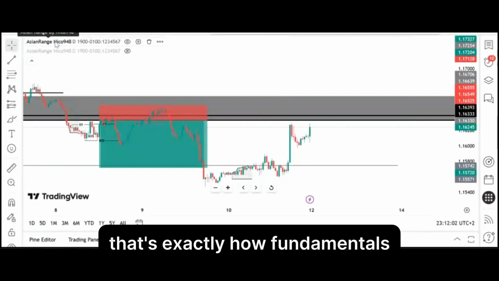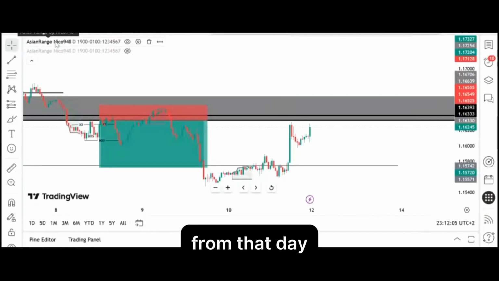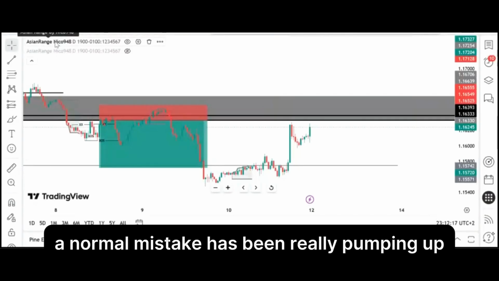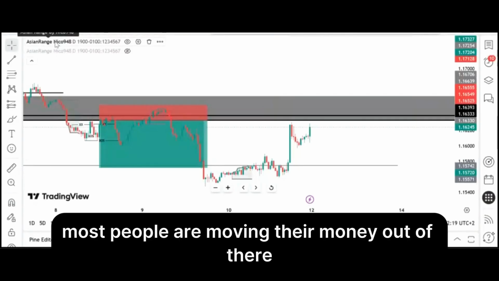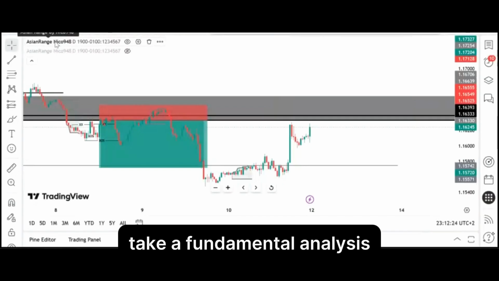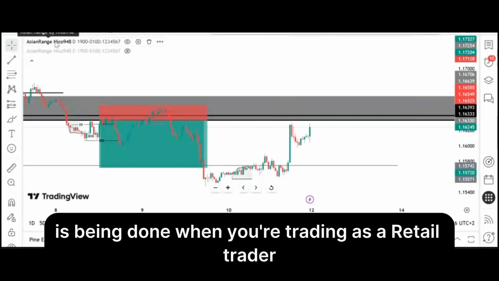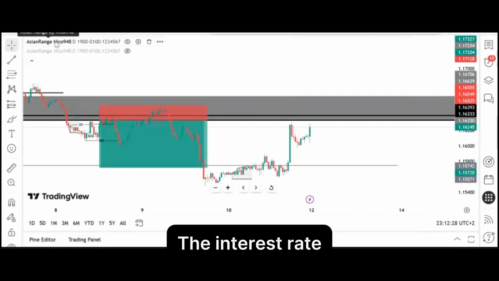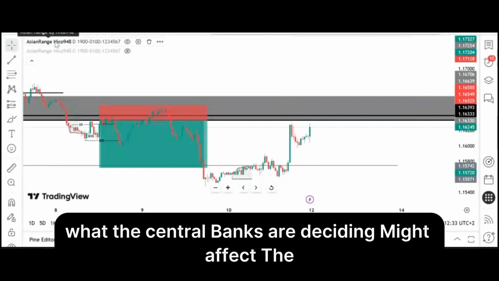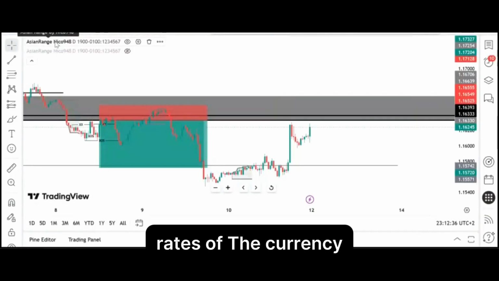That's exactly how fundamentals work. From the day the US economy was shut down, you can see a lot of pumping in cryptocurrencies, and not mistakenly, because most people are moving their money out of there. So that is how fundamental analysis is done when you're trading as a retail trader: watching the news, the interest rate, and the central bank's decisions. What the central banks decide might affect the rates of the currency.